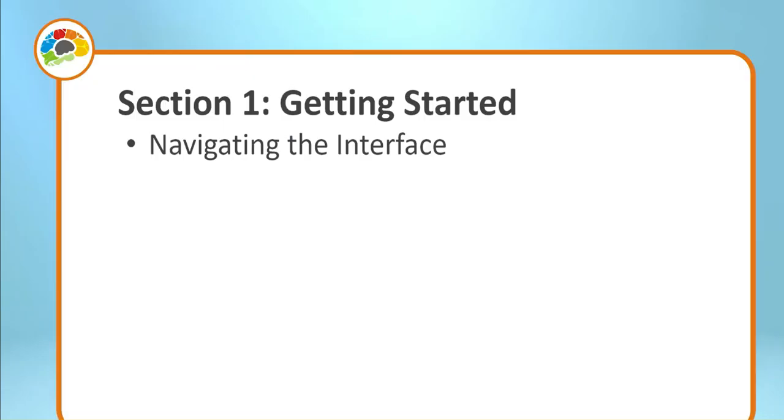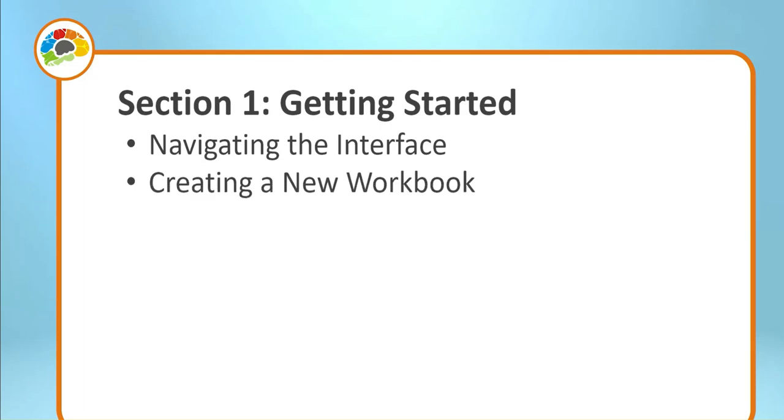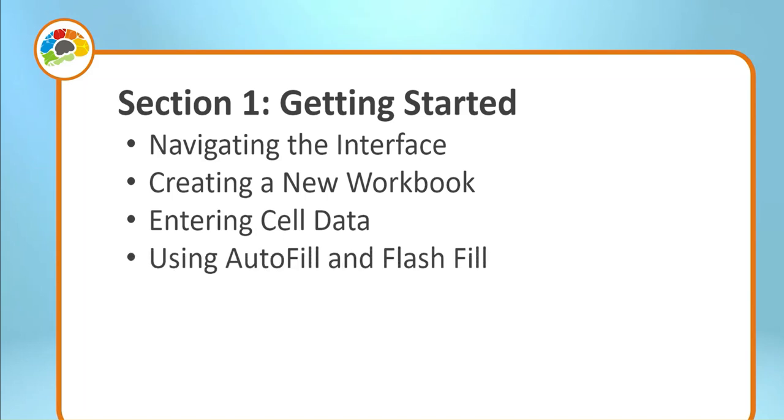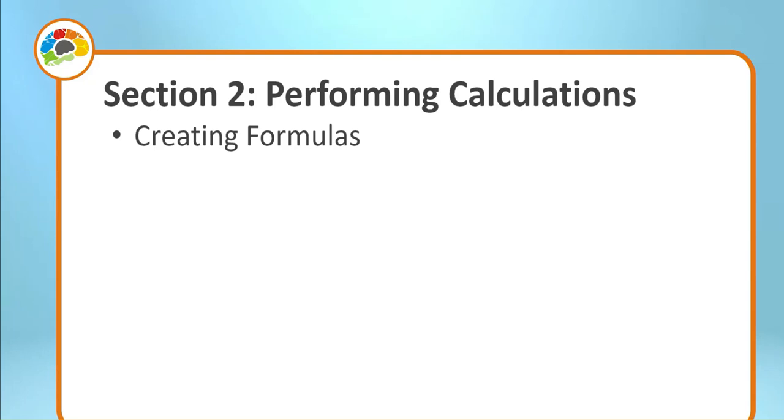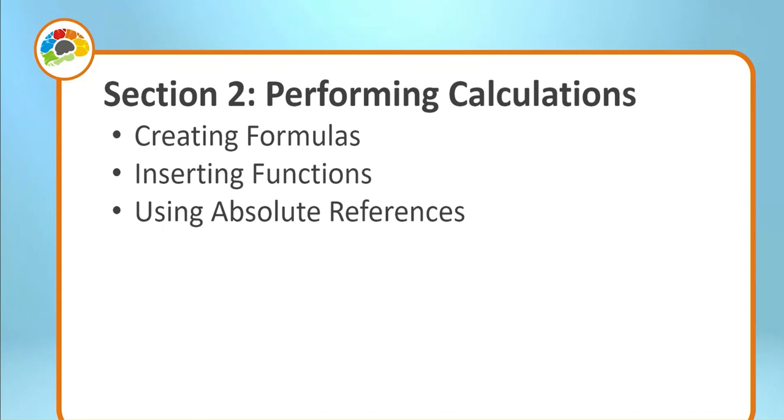We'll start with an overview of navigating inside the Excel interface and then move on to creating and saving basic workbooks. We'll walk through entering and selecting cell data and using flash fill and autofill to quickly generate information. Next, we'll create basic formulas and insert commonly used functions such as sum and average. We'll also look at the difference between relative and absolute references and the impact that has on your functions.